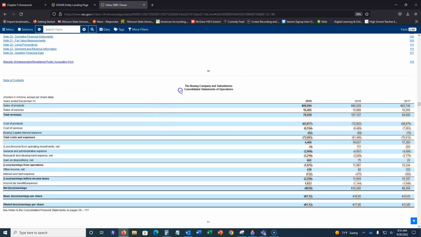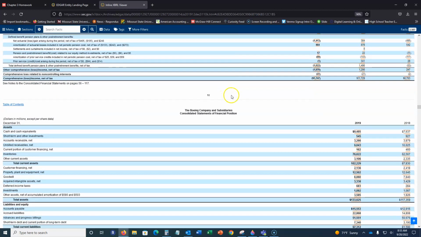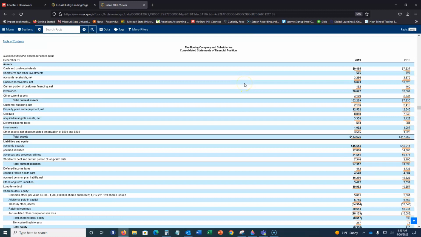So here we've got consolidated statement of operations. That's your income statement. We've got comprehensive income, which we don't deal with in this class. And then we've got consolidated statement of financial position. This is your balance sheet. Why do they call it a statement of financial position? Well, because the balance sheet literally shows you your financial position as of a certain date and time, right? Note here that these are also in millions, okay?